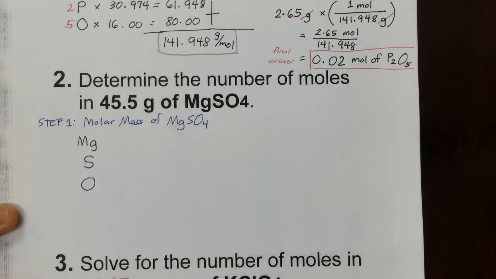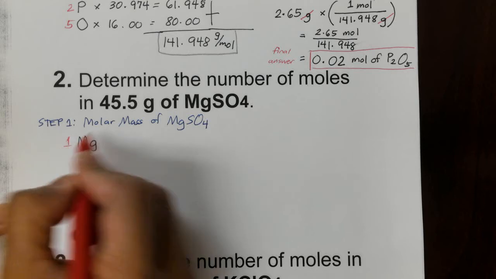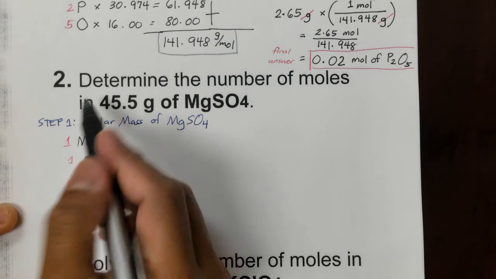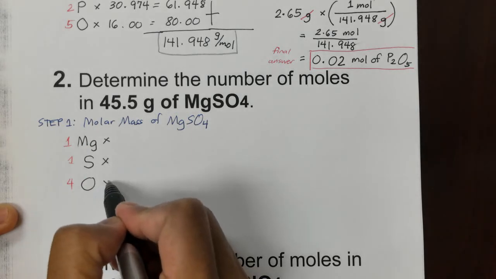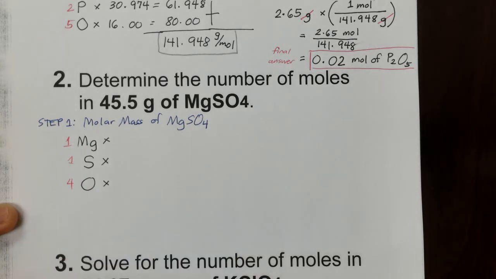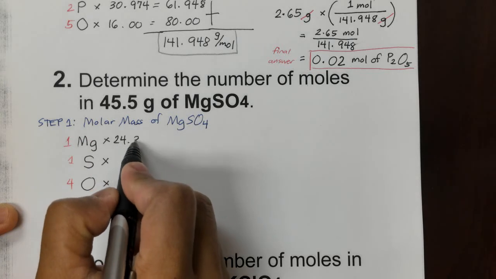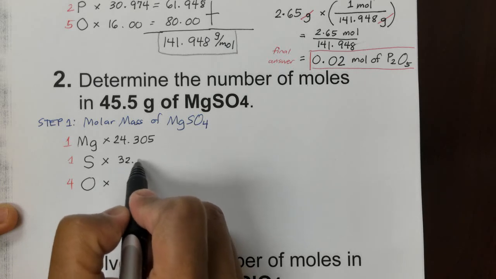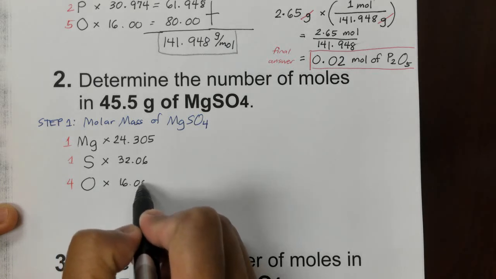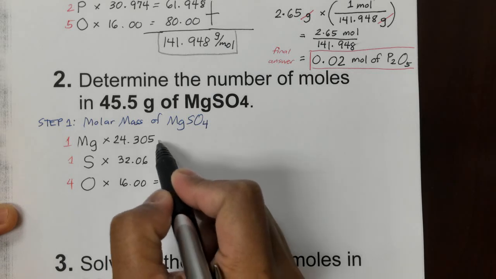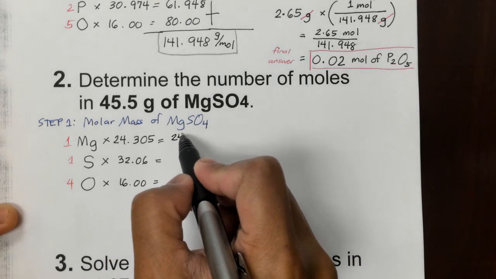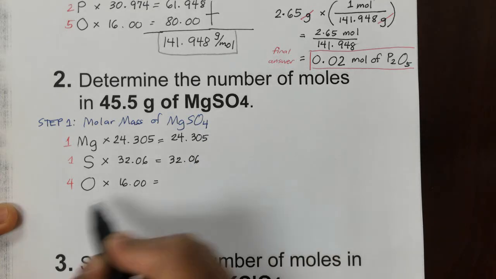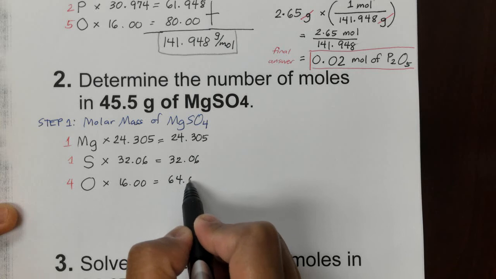We have 1 Mg, because there's no subscript in there, 1 S, and we have 4 oxygen. Then we multiply this by the atomic masses found in the periodic table. Magnesium is 24.305, sulfur is 32.06, and oxygen is just 16. Then we multiply. This is just times 1, so it will just be the same value. Same with sulfur. And for 4 times 16, that will be 64.